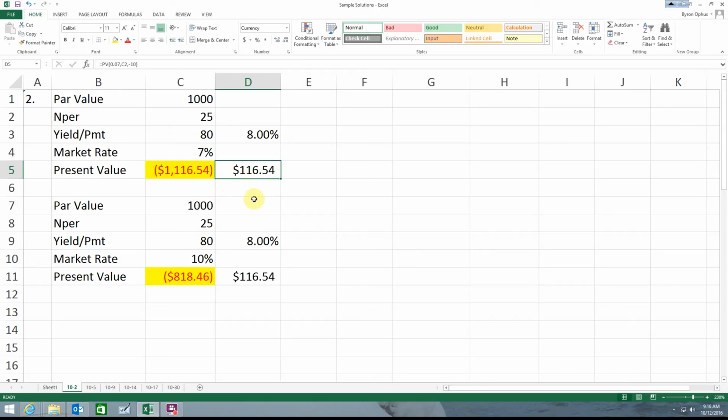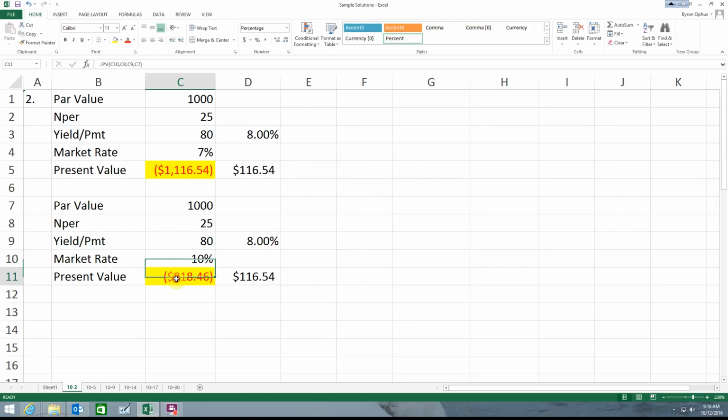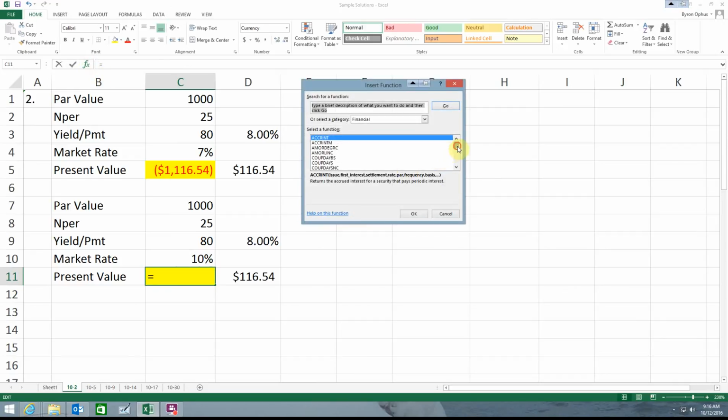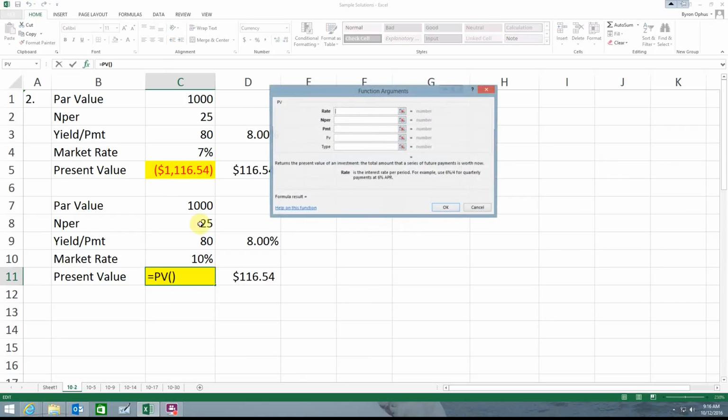Okay, second one then goes the opposite way, and so let's take a look at that. And that is that if it's 10%, okay, what's wrong with copying and pasting your stuff down here? Nothing, right? And then you enter in again the yield payment from the first thing. My market rate's now 10%, okay, versus that, so I can go present value, right? Rate is 10%, number of periods 25, payments $80, future value 1,000.